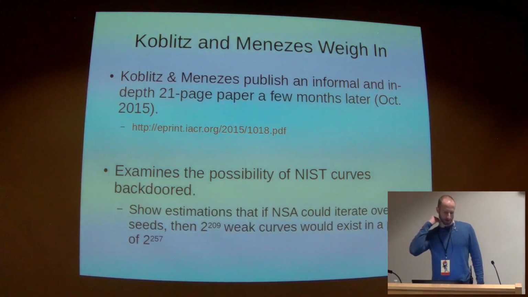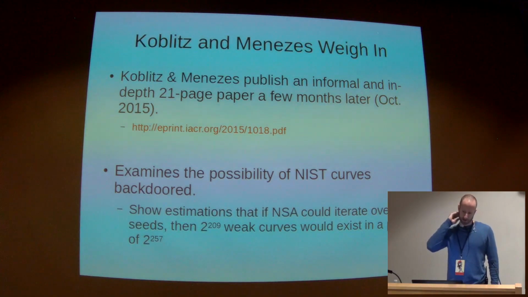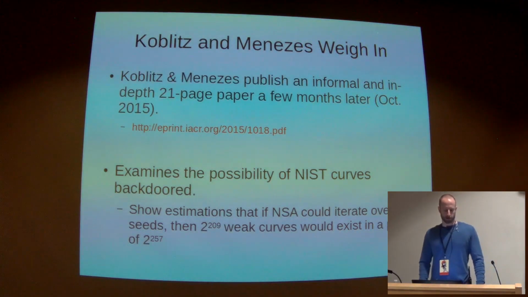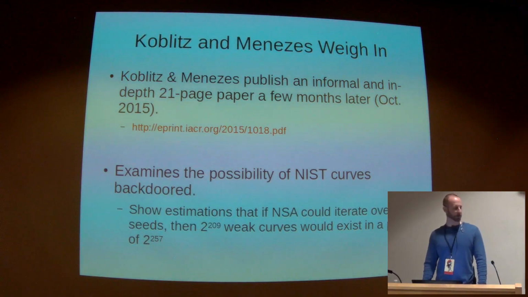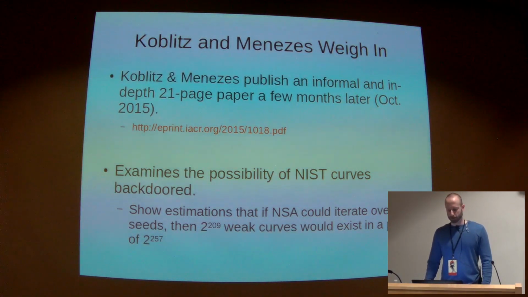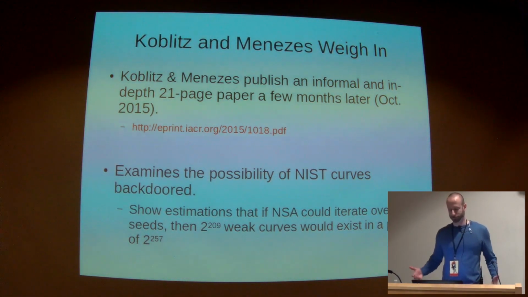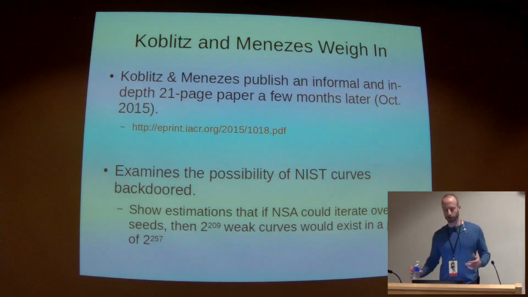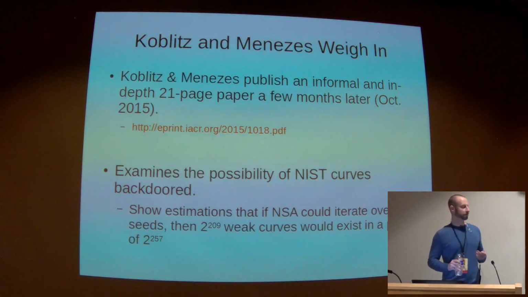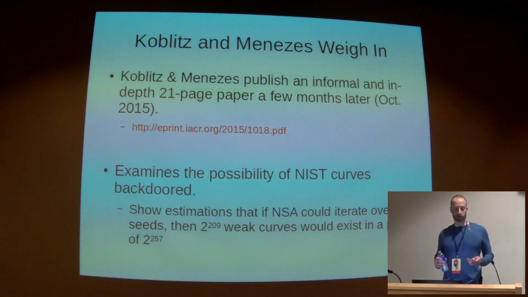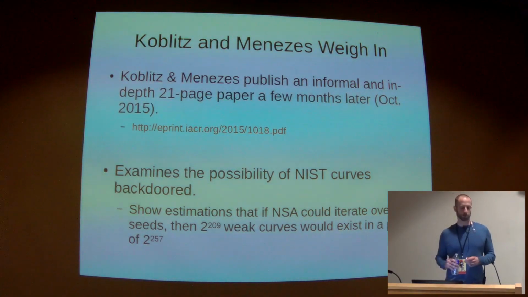So two cryptographers, Koblitz and Menezes, published an informal paper. It's quite in-depth and rather interesting. One of the things they talked about, because this was a topic that had come up, is the NIST curves maybe being backdoored. This is an opposing view, and I thought it would be fair to include them.